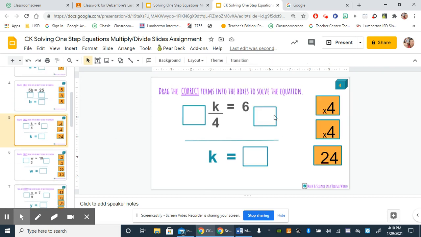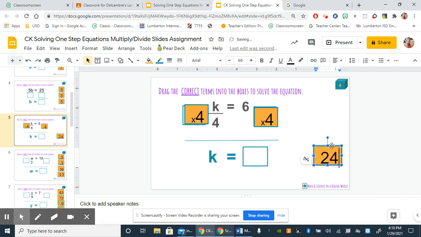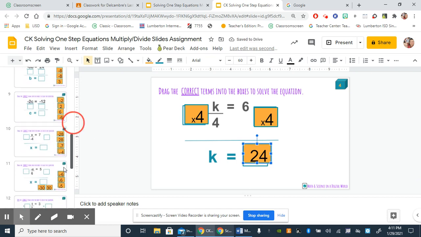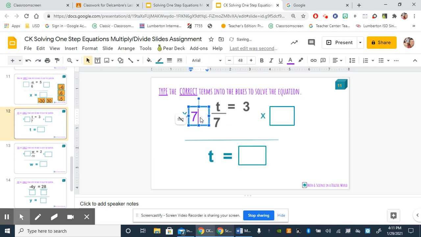Okay, I'm going to look real quick here. Drag and drop. So, okay, I'm going to multiply by 4 on each side, dragging and dropping, and then my answer would be 24. All right, when you come down here to the ones that are not drag and drop, this is where you're just going to type it in. So here I would type 7, multiply by 7, multiply by 7, and 3 times 7 gives me 21. So that's how you do the solving one-step equations with this Google Slide activity.